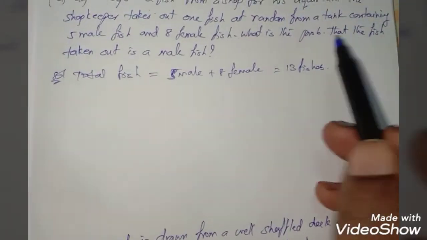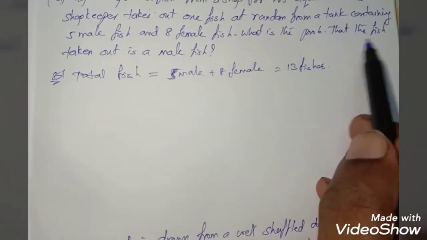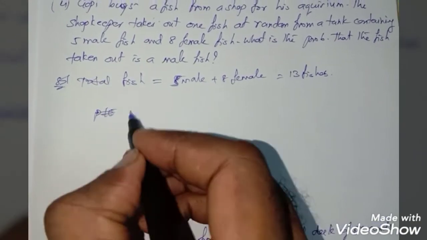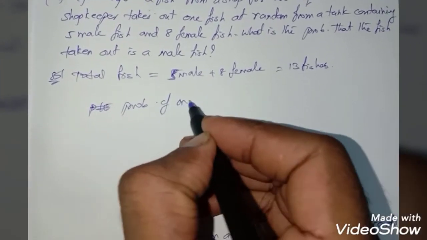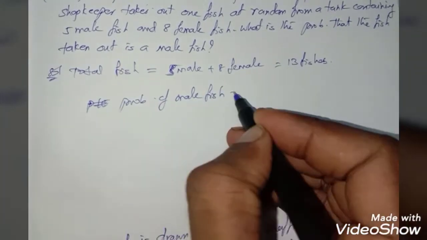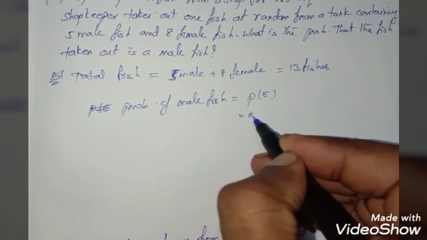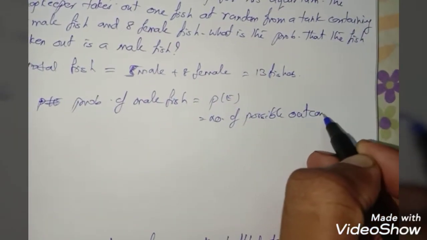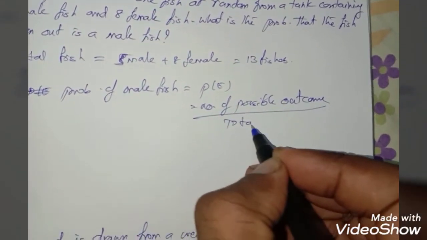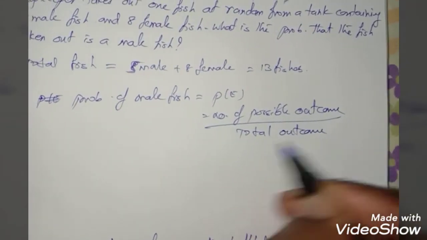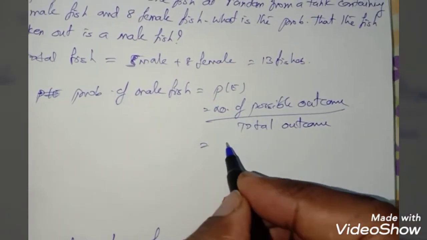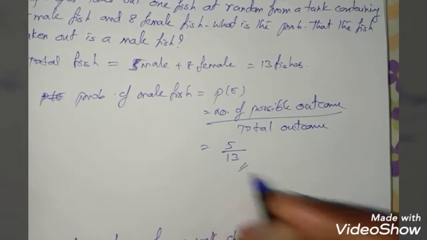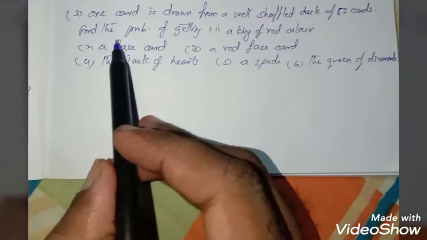Then see what they have asked. You have to find the probability that the fish taken out is a male fish. So probability of a male fish. I can write this as probability of an event is nothing but number of possible outcomes divided by total outcomes. So the number of possible outcomes, total male fish, is 5 divided by 13, right? Okay, so coming to our next question.